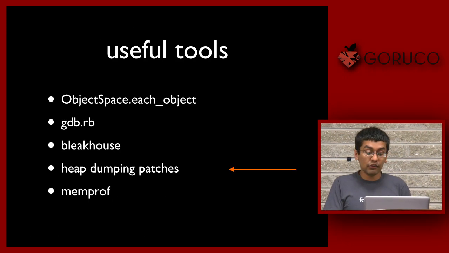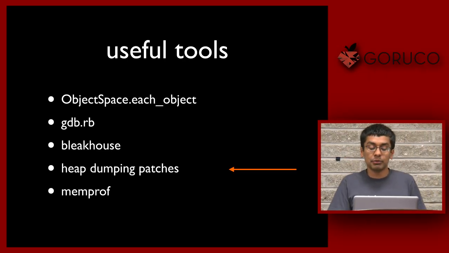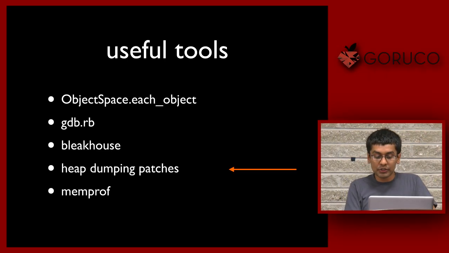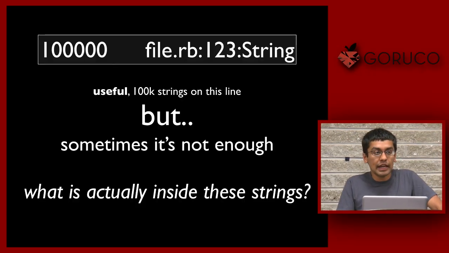So Bleakhouse was pretty useful. I used it on a particular project and found out a bunch of information. So I saw something like this. It gave me a file and line number and told me I had several 100,000 strings. The problem was I still had no idea what was going on. So I knew the exact line and knew there were strings, but without knowledge of what was actually inside those strings, it was really hard for me to tell where they were coming from.